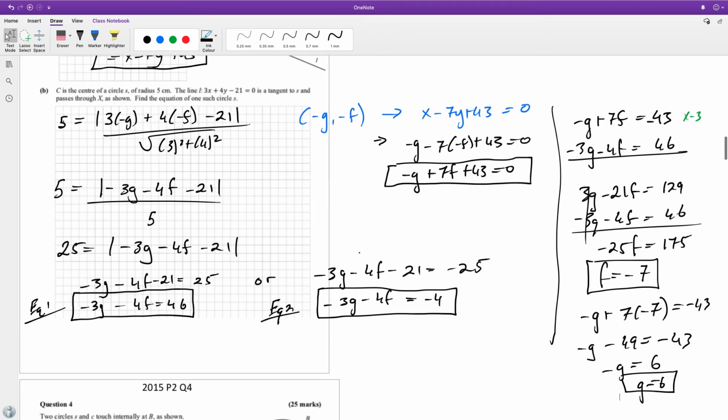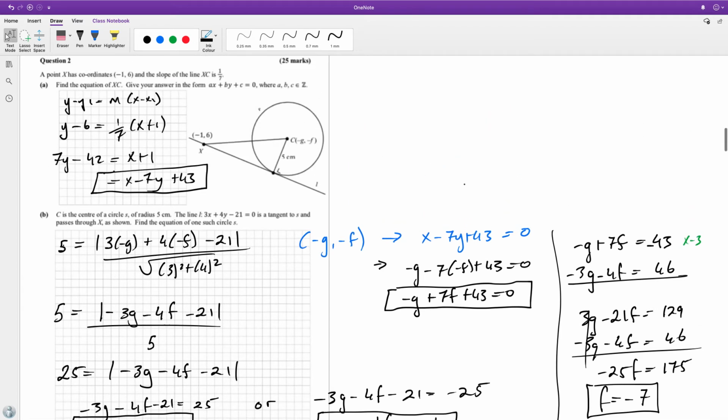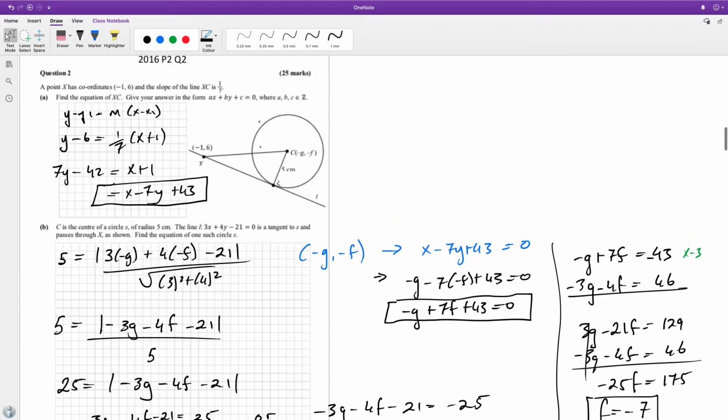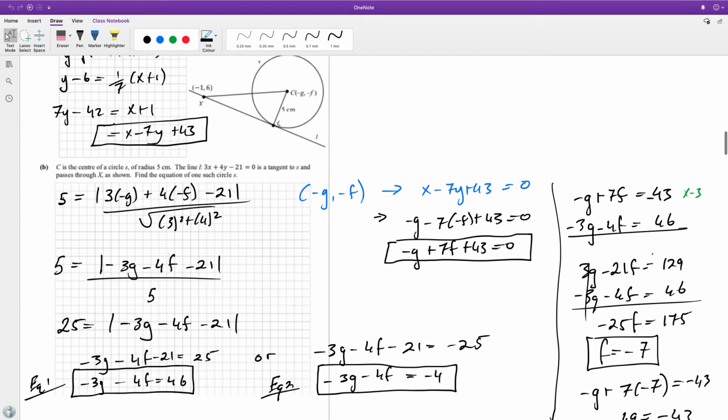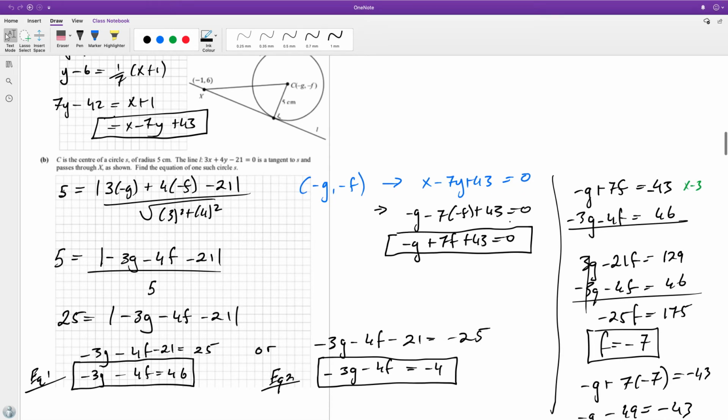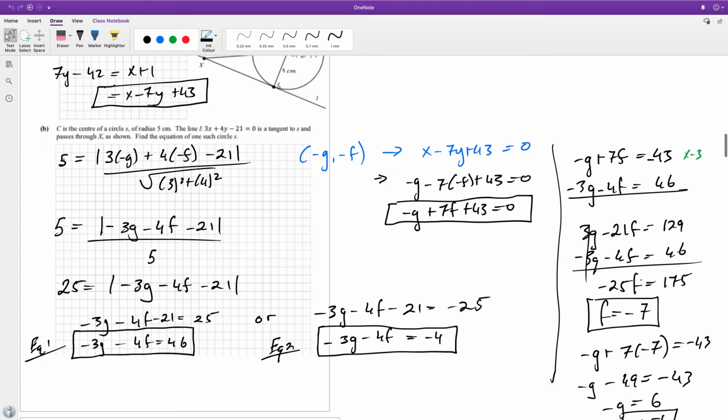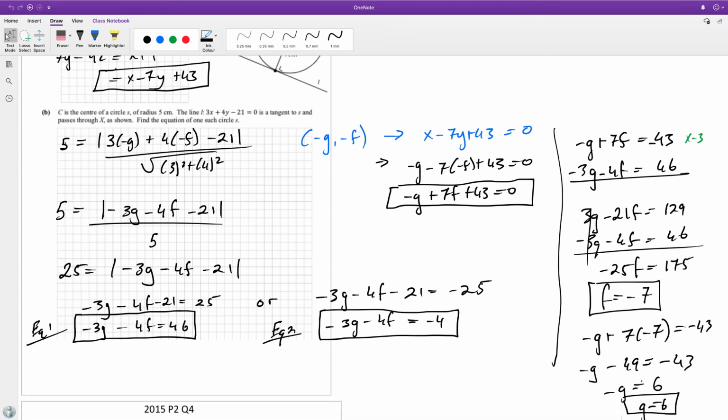So all I did up here was sub in my minus g, minus f into my equation, minus g plus 7f plus 43, because I know minus g minus f is on that line. Is that minus 43 at the top right? That's minus 43, yeah. I subbed it in, and then I just do a simultaneous equation and get minus 7 and 6. Because I picked equation 1, but I could have picked equation number 2. Depends which one you pick.